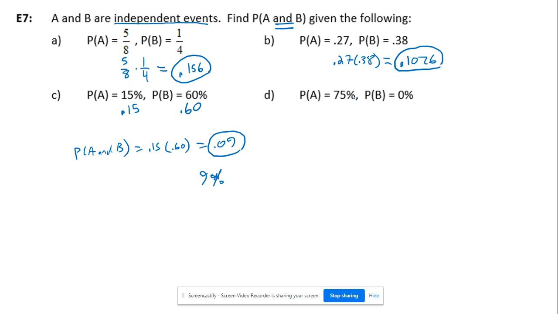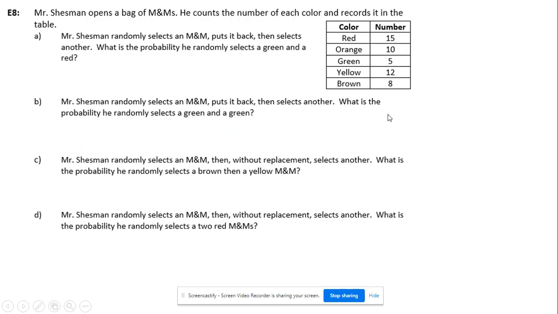Okay, for letter D, the probability of A is 75%. The probability of B is 0%. What's the probability of A and B given the following? Well, that'd be 0.75 times 0. So 0.75, because 75%, turn it into a decimal. And when I do that, I get 0 for my answer. So if the probability of B is 0%, the probability of A and B will also be 0.